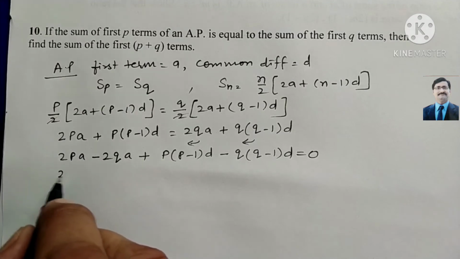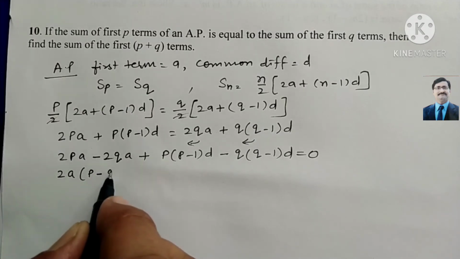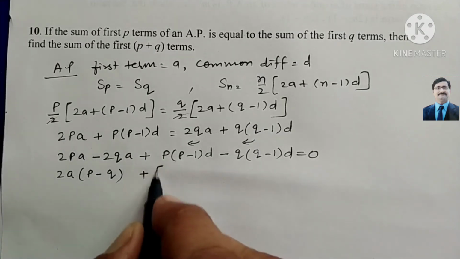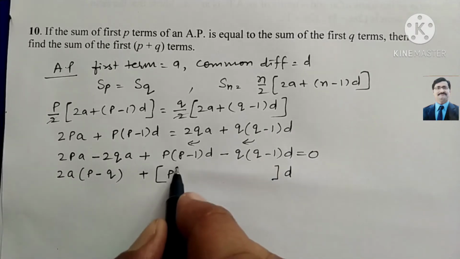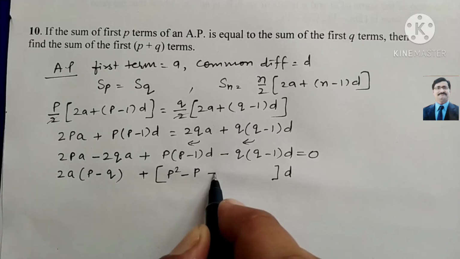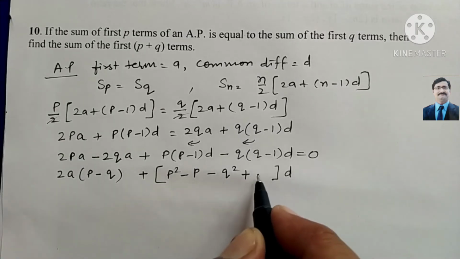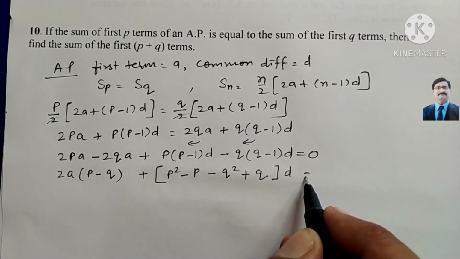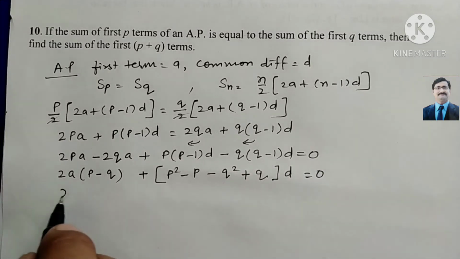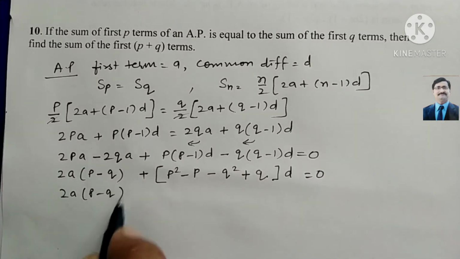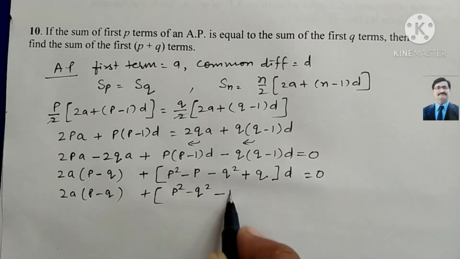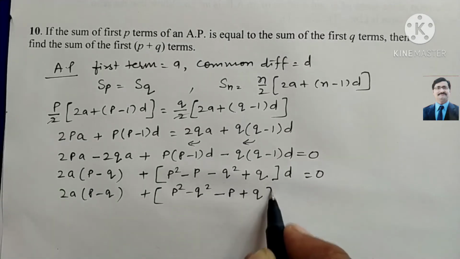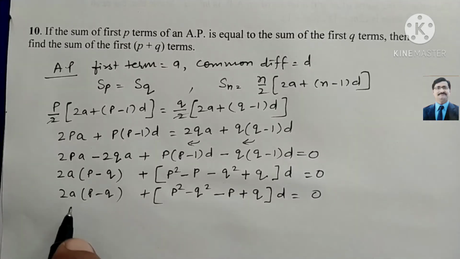From these we can take 2a common, so we get p minus q, and from the rest we can take d common and open the bracket, so we get p square minus p minus q square plus q, and this is equal to 0. So we get 2a(p minus q), and here we write p square minus q square, minus p plus q, and d equal to 0.